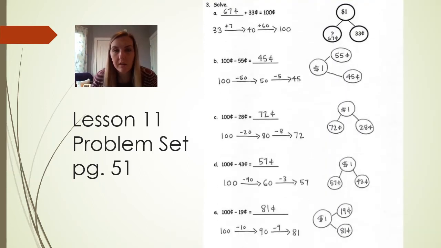Page 51, here are your answers. A is 67 cents, B 45 cents, C 72 cents, D 57 cents, E 81 cents. Again, the arrow way is being shown here. On some of them, instead of counting up, they're able to subtract. If you are struggling with the arrow way, please go back to using the chip model way.